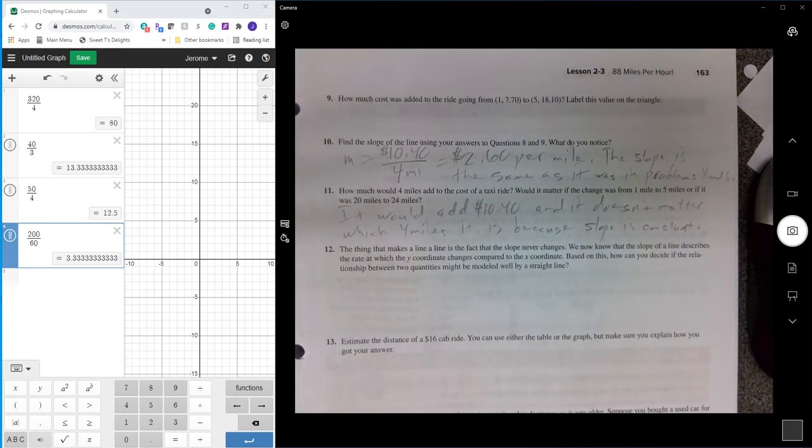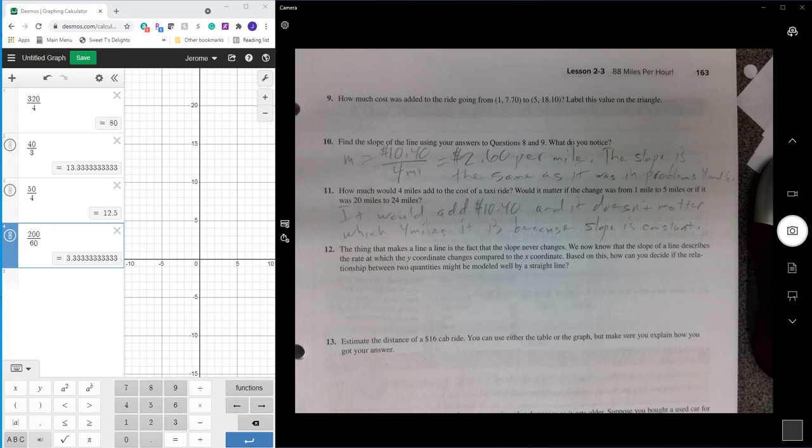Number 12, the thing that makes a line is the fact that the slope never changes. We now know that the slope of a line describes the rate at which the y coordinate changes compared to the x coordinate. Based on this, how can you decide if the relationship between two quantities might be modeled well by a straight line?